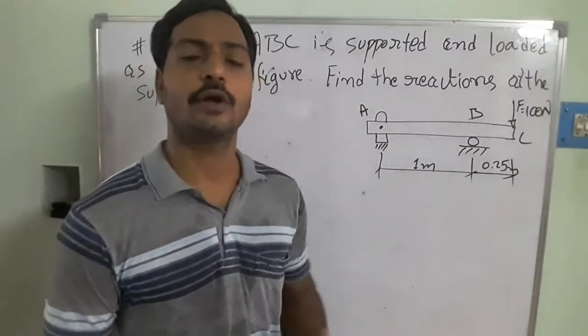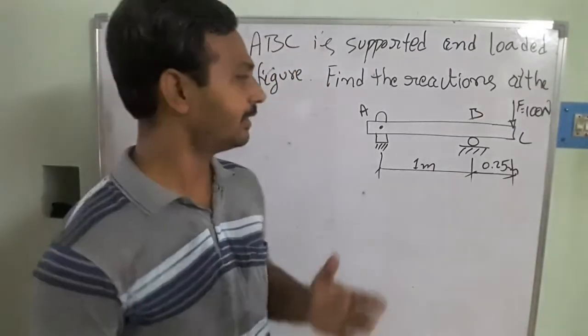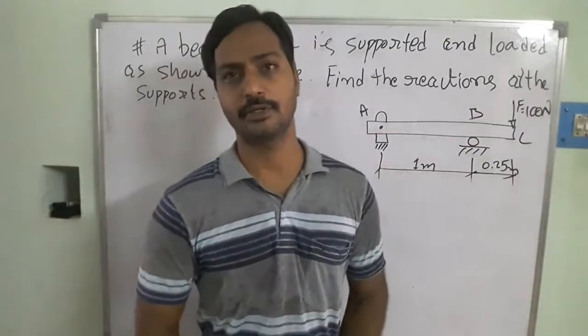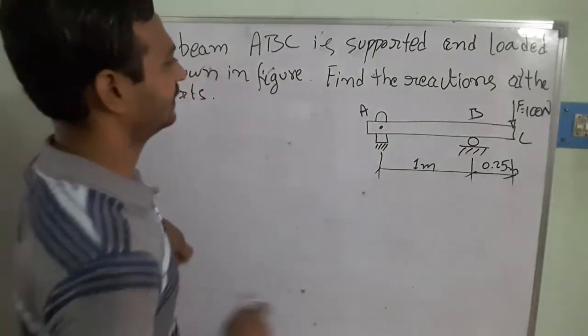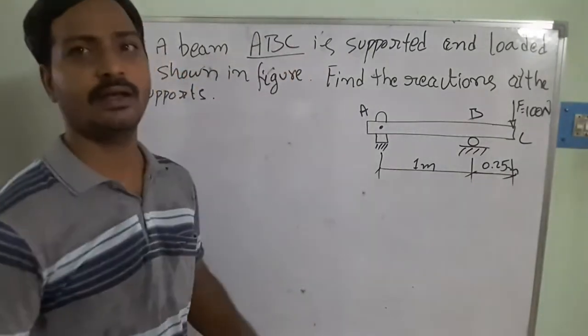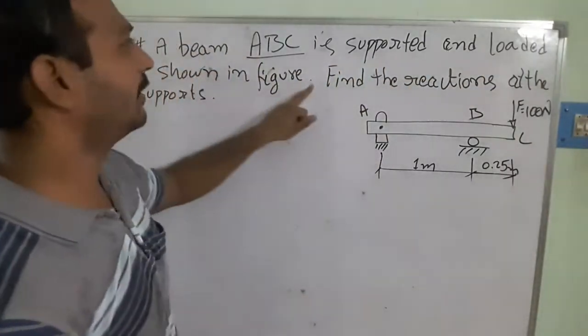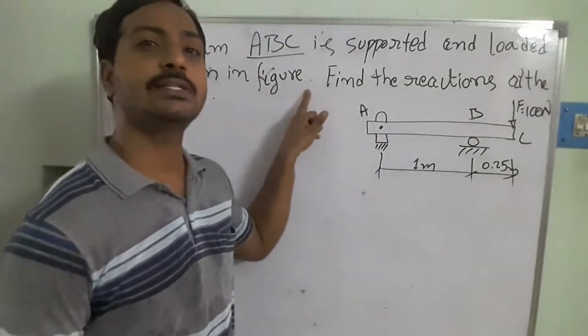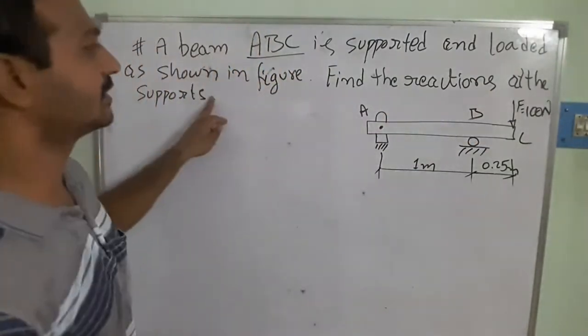So in continuation of the parallel forces in a plane, we are trying to solve one more problem, in which we have taken the beam in the horizontal direction. Here is the problem statement: a beam ABC is supported and loaded as shown in the figure. So some of the details are revealed in that figure. Find the reactions at the supports.